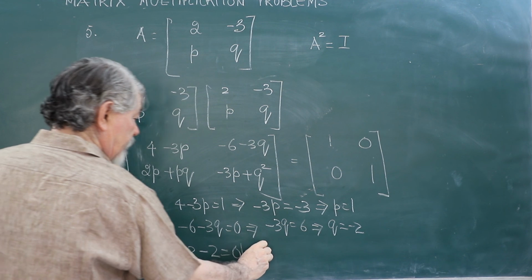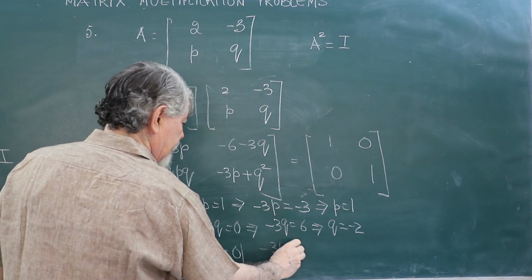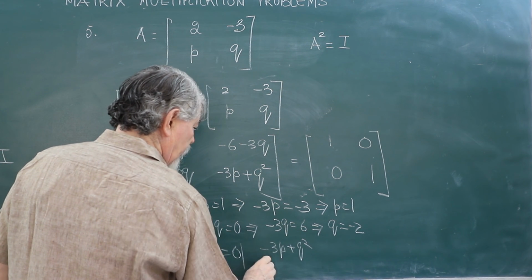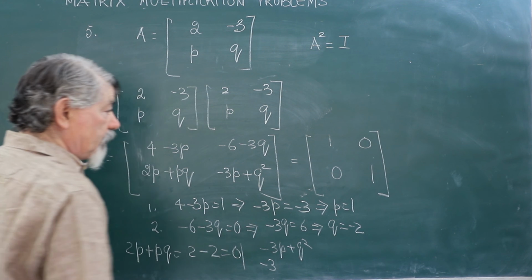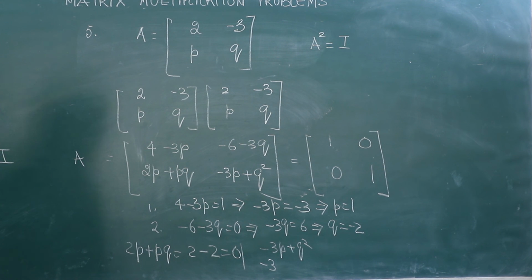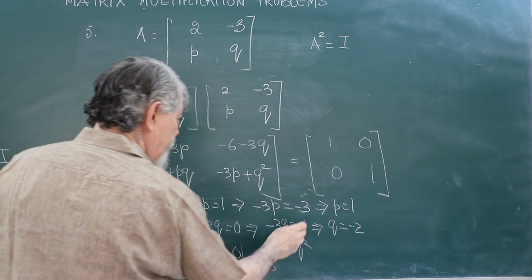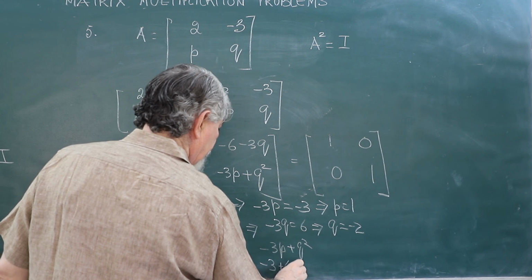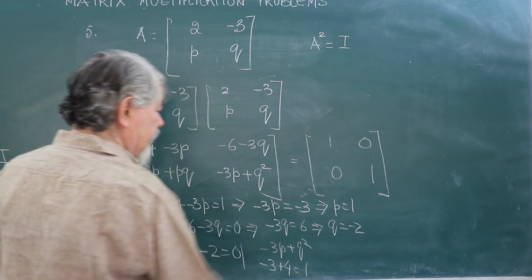Let us see the second one, minus 3p plus q square. P is 1, so minus 3 into P is minus 3, and q square is 4. So 4 minus 3 will be 1, which is the element here.